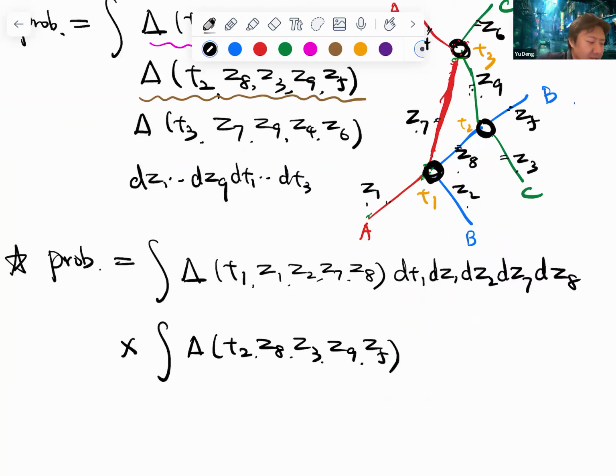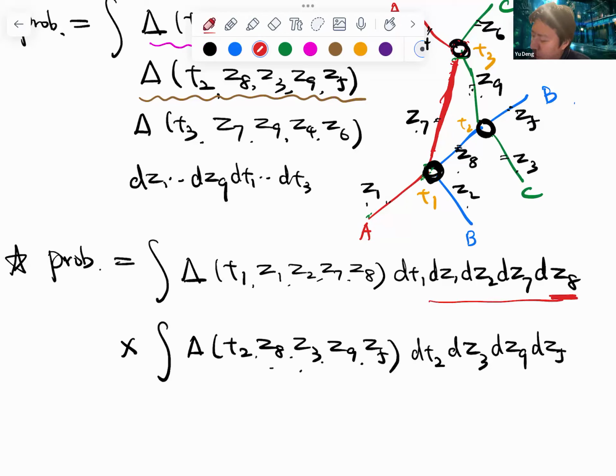Now, what does this factor involve? What variables does this factor involve? We have t2, fine, dt2, but then we have z8. z8 is already written down here, so we don't have z8, but we have z3, z9, z5. You see, in the first integral we're having four vector variables here. So actually, let's draw it.